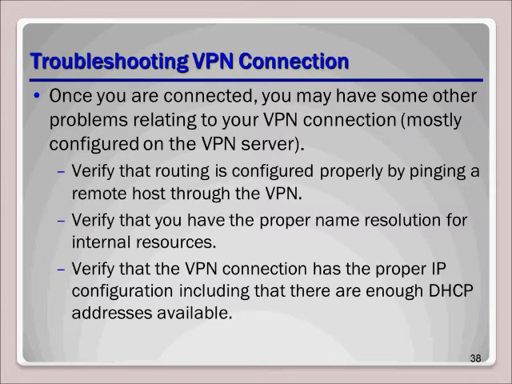Troubleshooting VPN connections: once you're connected, you may have some other problems related to your VPN connection. Verify that routing is configured properly by pinging a remote host through the VPN. Verify that you have the proper name resolution for internal resources, and verify the VPN connection has the proper IP configuration, including that there are enough DHCP addresses available.